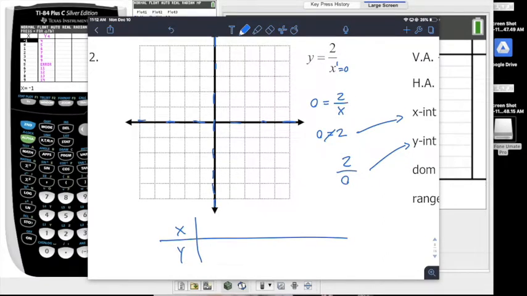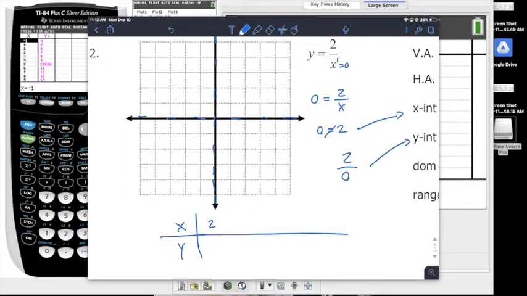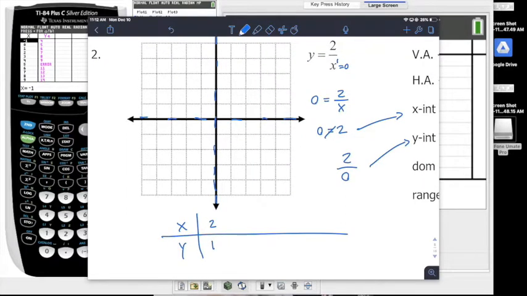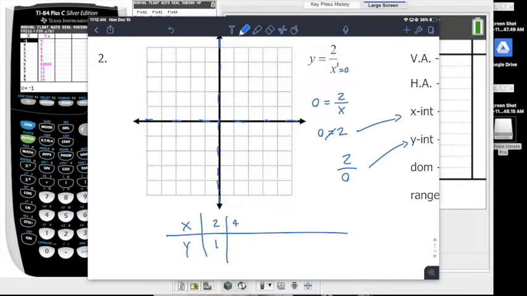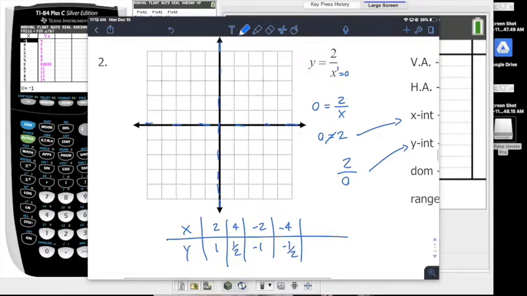Now, if we wanted some nice points, I'm just going to quickly make a table here. I'm thinking of numbers for x that I can divide by 2 pretty easily. So obviously you can't have anything going on at 0, but if we plug in 2, 2 divided by 2 would be 1. If you plugged in 4, you would get 1/2. We could plug in -2 and get -1. -4 will get you -1/2. There's a couple nice points.